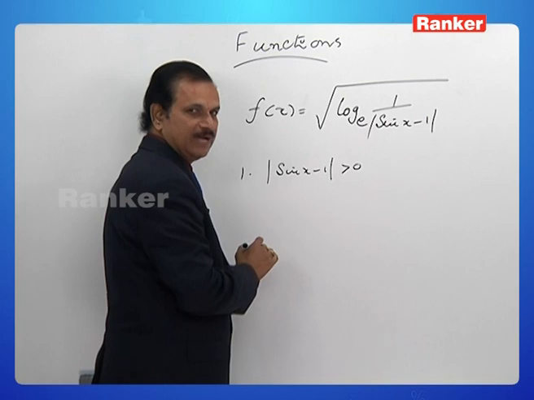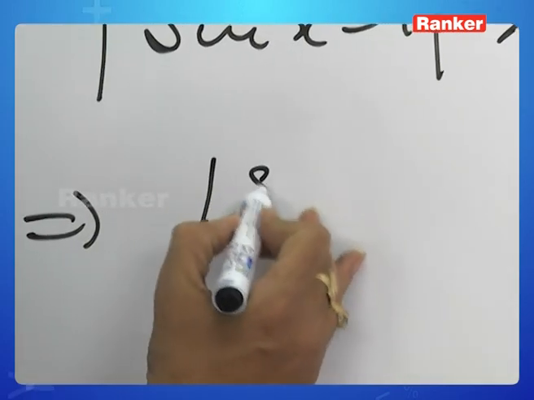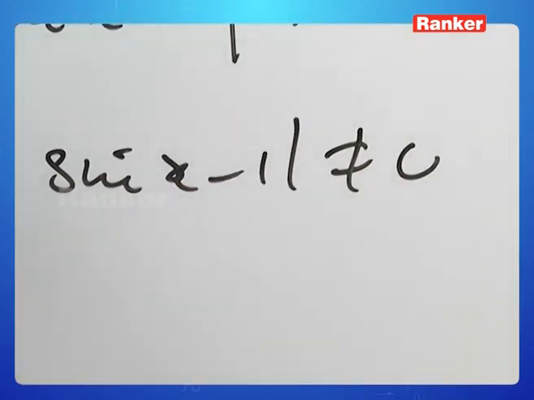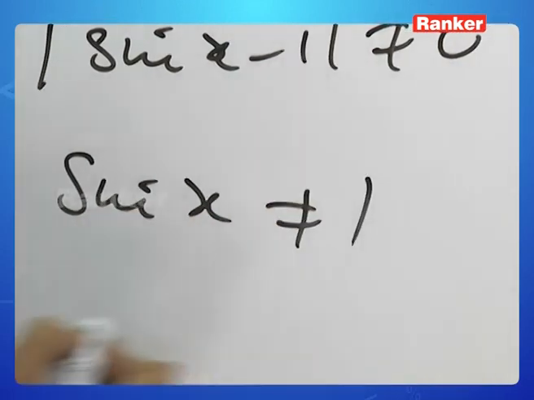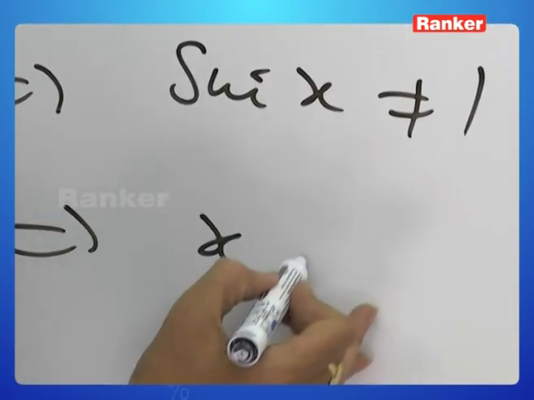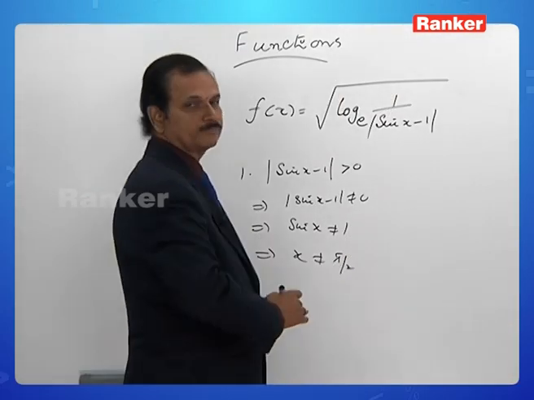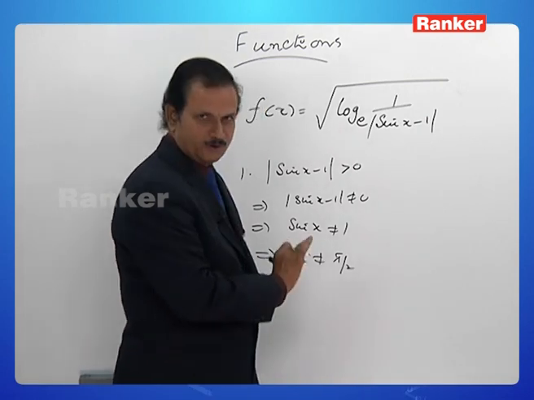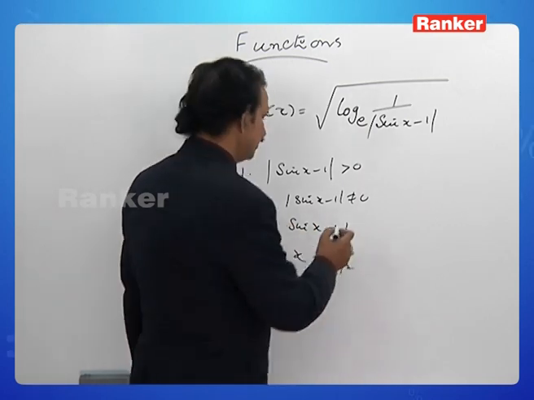This is the precaution we have to take, that is, mod sin x minus 1 not equal to 0. That is sin x not equal to 1. That is x not equal to pi by 2. A minimum requirement, that is x not equal to pi by 2. By looking at this, that is the first thing we have noticed.